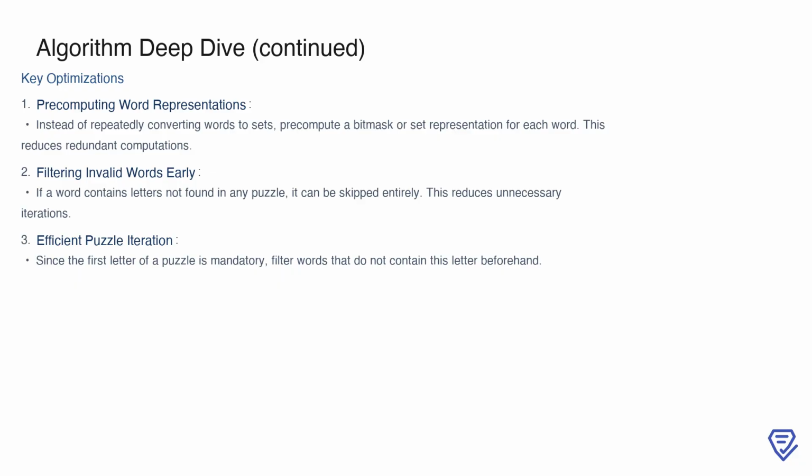Such words can be skipped entirely, reducing unnecessary iterations. Lastly, since the first letter of each puzzle is mandatory, we can pre-filter the word list to only include words that contain this letter. These optimizations together significantly improve the efficiency of the algorithm.